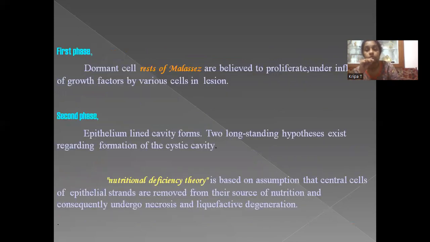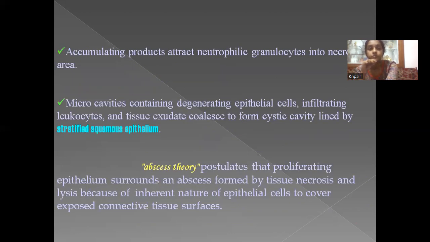So how does cyst formation occur? In the first phase, the dormant cells start to proliferate under the influence of growth factors. In the second phase, an epithelial lined cavity is formed, and two theories have been explained. The nutritional deficiency theory means that as proliferation increases, the central cells are deprived of nutrition, undergoing necrosis and liquefaction, and microcavities are created. The abscess theory says that proliferating epithelium surrounds an abscess formed by tissue necrosis and lysis, because of the inherent nature of epithelial cells to cover exposed connective tissue surfaces.